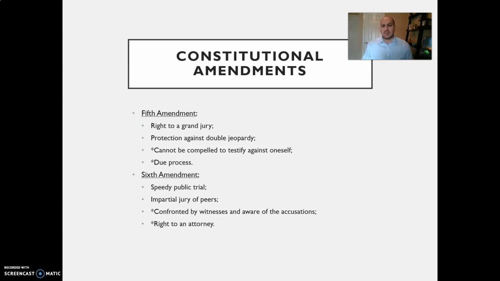The Sixth Amendment: speedy public trial, impartial jury, confronted by witnesses and aware of the accusations. That's a big one right there. And you have to be made aware of what you're being accused of, both by the police as well as by the courts at arraignment. They're required to tell you what you're being charged with. But in addition to that, confronted by witnesses, and this is a big sticking point in our criminal justice system. And a lot of victim advocates have a big problem with this.